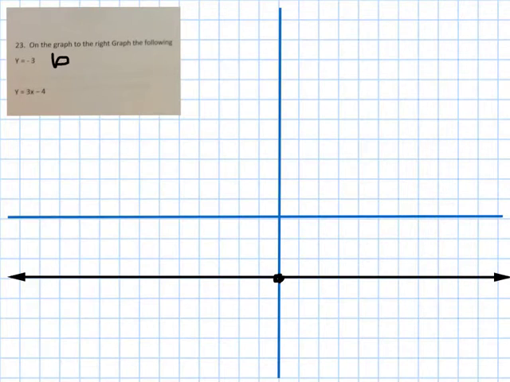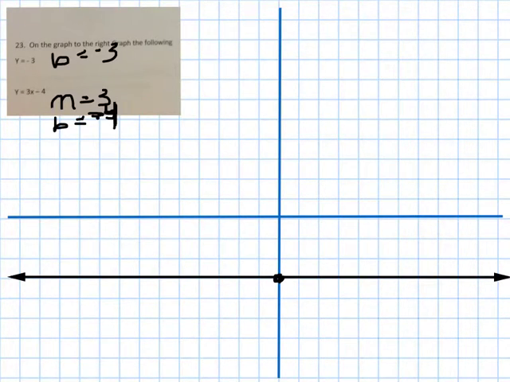And here you just have to state my b is negative 3. And the next one, my m is 3. My b is negative 4. And remember, if you don't like doing the m and b, that is okay. Just go ahead and plug it into your calculator and get a table.